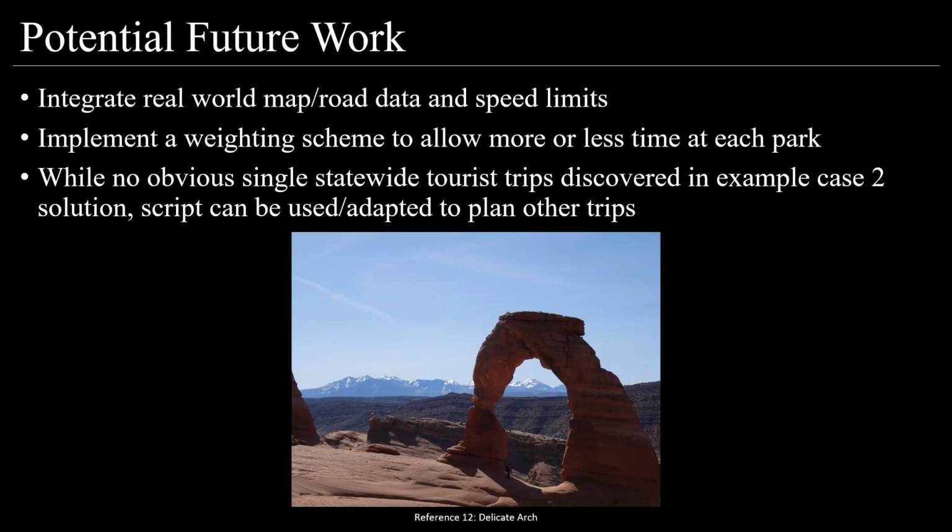Some potential future work would be to integrate real-world map and road data and speed limits to improve the time and distance calculations. Next would be to implement a weighting scheme to allow more or less time at each park, where parks you want to spend more time at are weighted higher and vice versa.